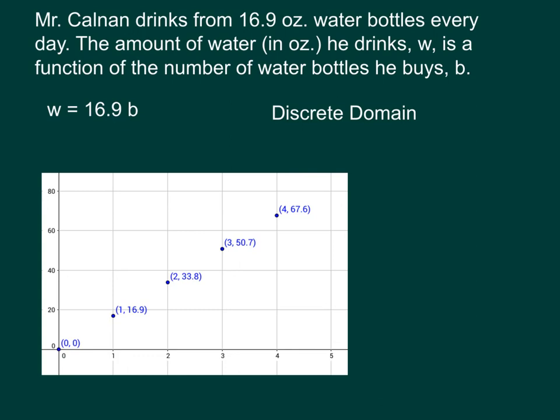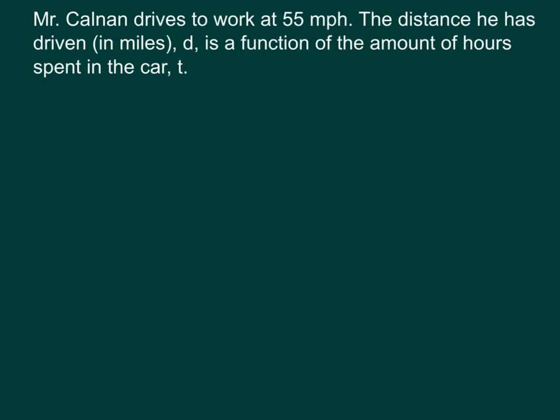All right, let's try the next one. Let's say Mr. Calnan is now driving to work at 55 miles per hour, the speed limit I'd like to maintain. Now the distance he has driven in miles, D, is a function of the amount of hours spent in the car, T. Using the last example, try to write the function here, and come back and check your work. How'd you do? So there you go. D equals 55t.